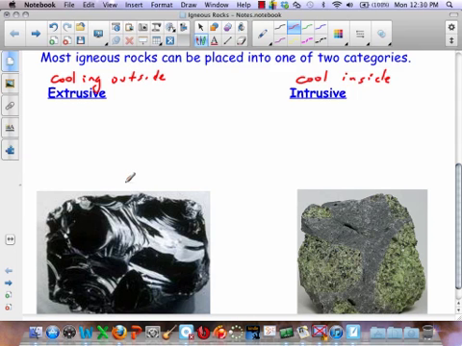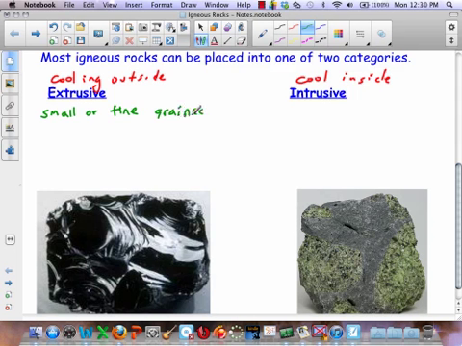No. So when we talk about extrusive and intrusive, one of the biggest ways to tell them apart is looking at their grain sizes. So with your extrusive rocks, we tend to have small grains. Small or fine grain.